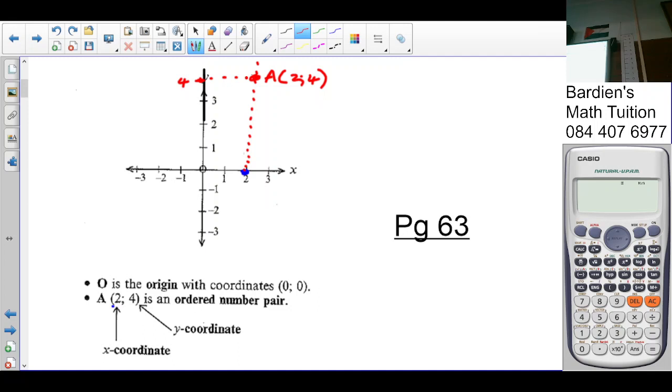You understand? Yes, sir. Easy. So plot it on your page. Then I'm going to give you another one to draw. Let's call this B, which is 3 and 1. I want you guys to plot on your Cartesian plane 3 and 1.